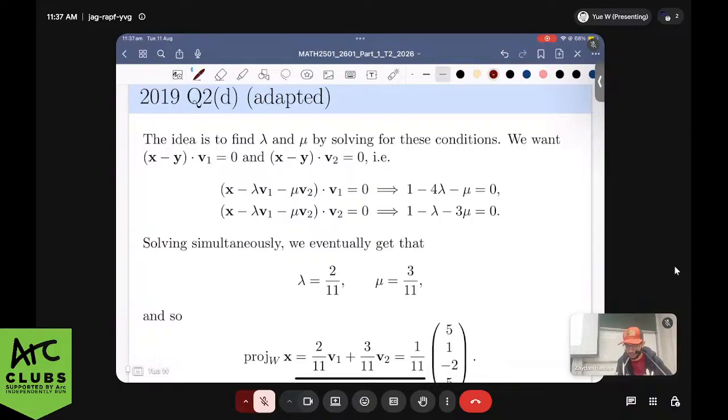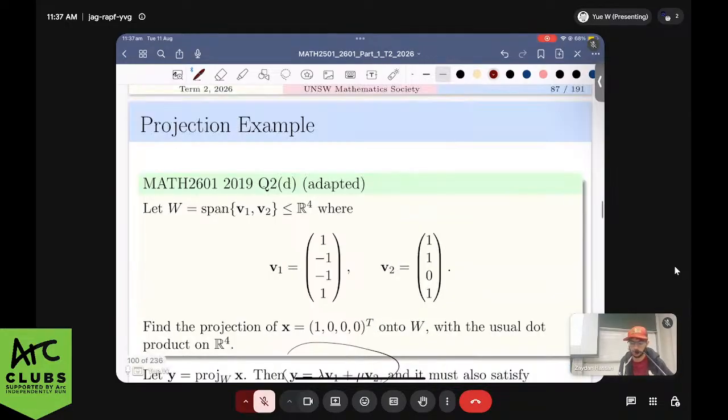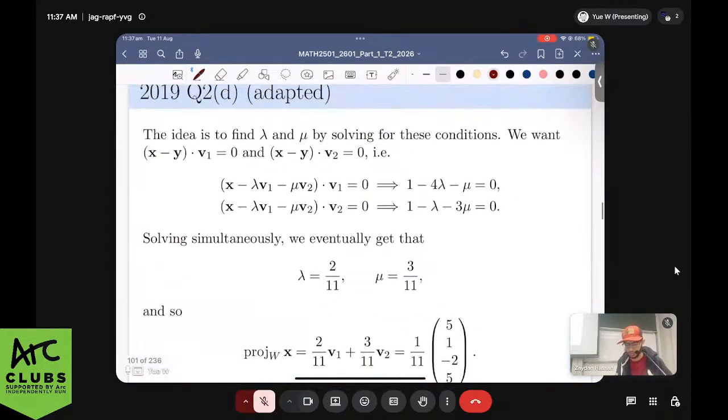Okay, yeah, so essentially what you do is you do that. You take x minus y inner product v1, and you'll get some equation in terms of lambda and mu. I used a and b, but I guess lambda and mu. You can find the equations yourself. It's not too bad. You get this, and you get this. You can try this later at home.